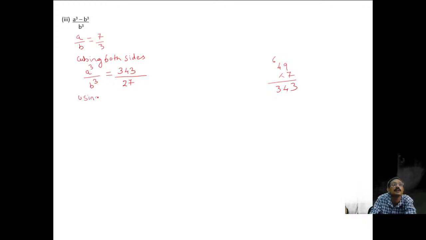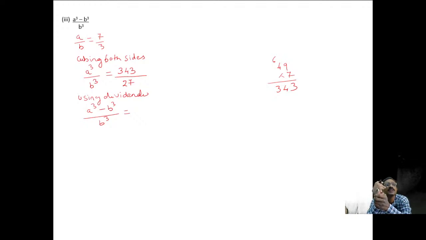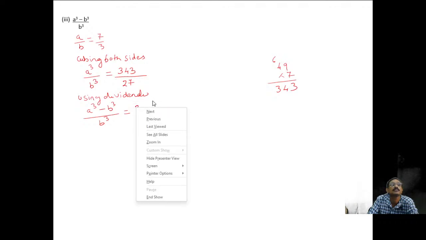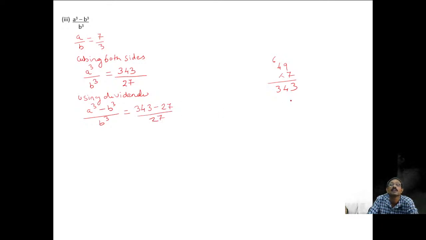So using dividendo, a cube minus b cube upon b cube is equal to, very carefully we will see this. Can we use componendo? Can we use dividendo? Can we use anything else from this? 343 we have got. Let us subtract and see. So we have 343 minus 27 upon 27.